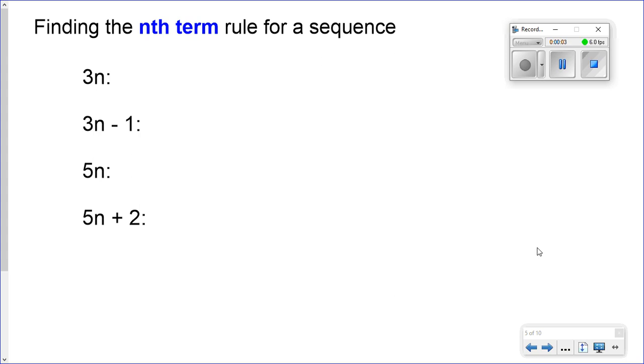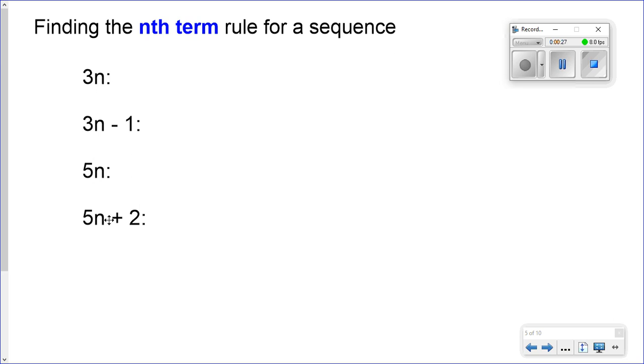Okay, in the last video we had a look at generating sequences using what we call an nth term rule, which is an algebraic expression involving the letter n, and n represents the position in the sequence that we're interested in. So here are four expressions, four nth term rules. We're going to have a look at the sequences of each of these.